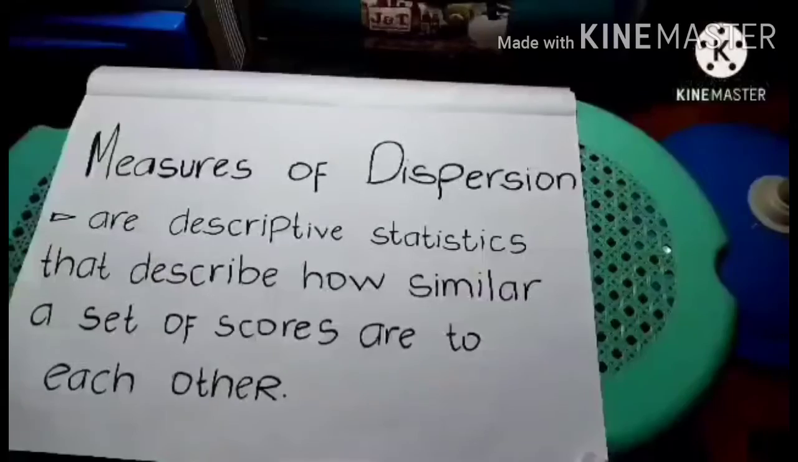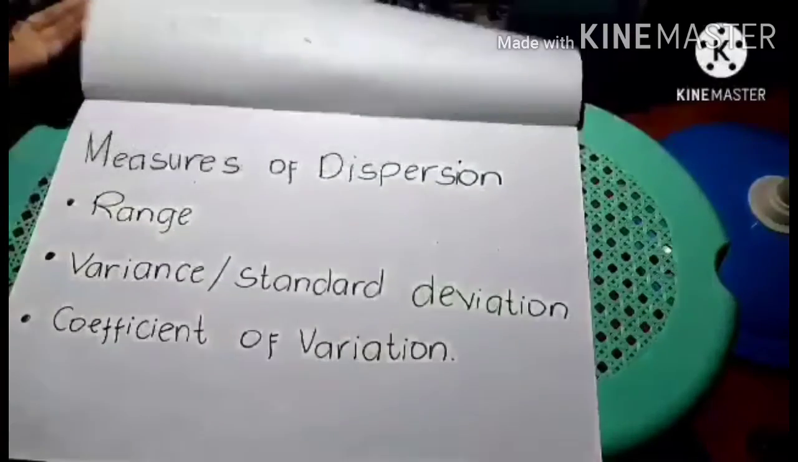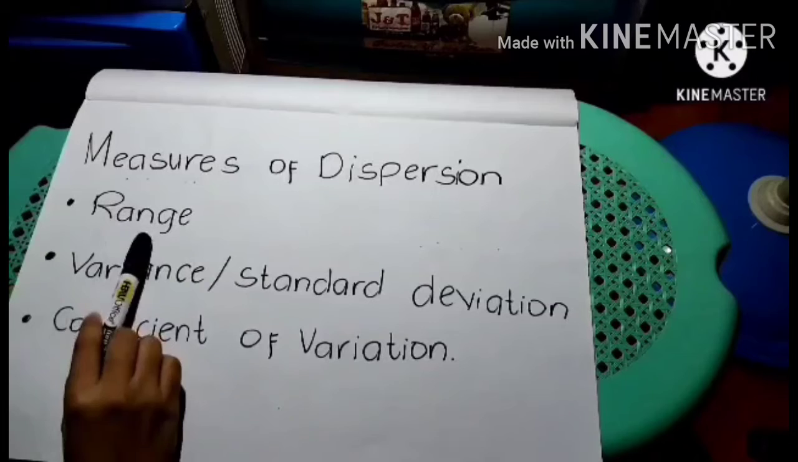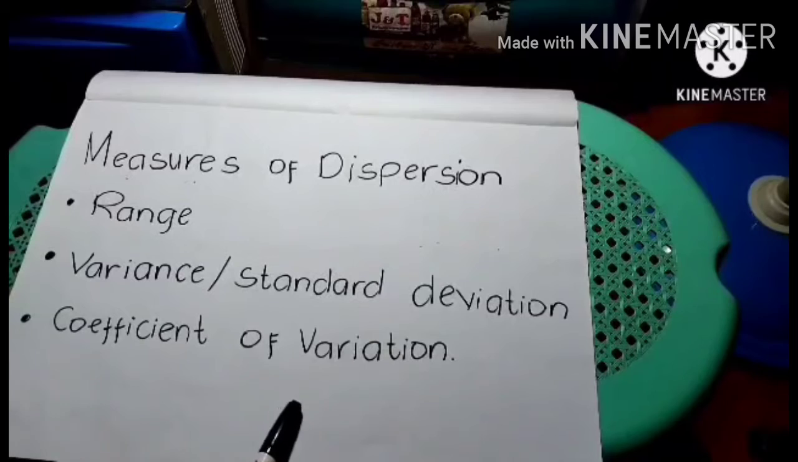So today let's talk about the measures of dispersion, the examples of ungrouped and grouped data. So let's start. What are measures of dispersion? They are descriptive statistics that describe how similar a set of scores are to each other. The types of measures of dispersion are range, variance, standard deviation, and coefficient of variation.